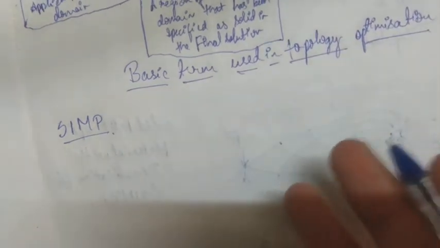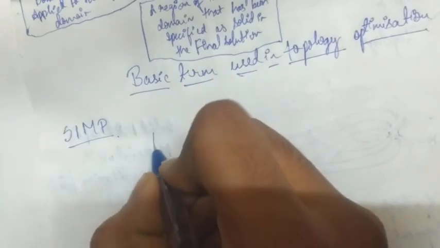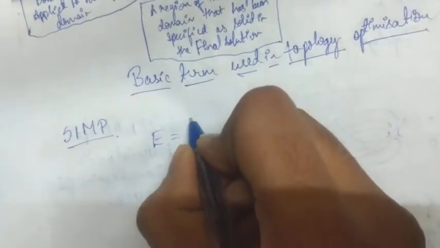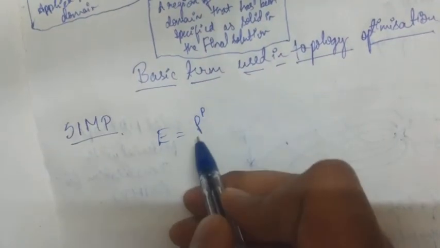Now, intermediate density is arrived at within SIMP. It is related to stiffness, which we write as E is equal to, this is the symbol of density, rho.